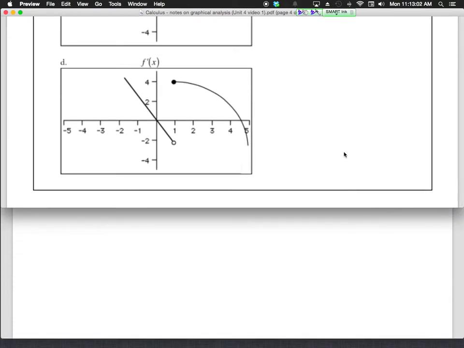C is just a critical point. Critical point at 0 and 4.5. Anything else? Not at 1. It's a trick. Why not? It's too simple.